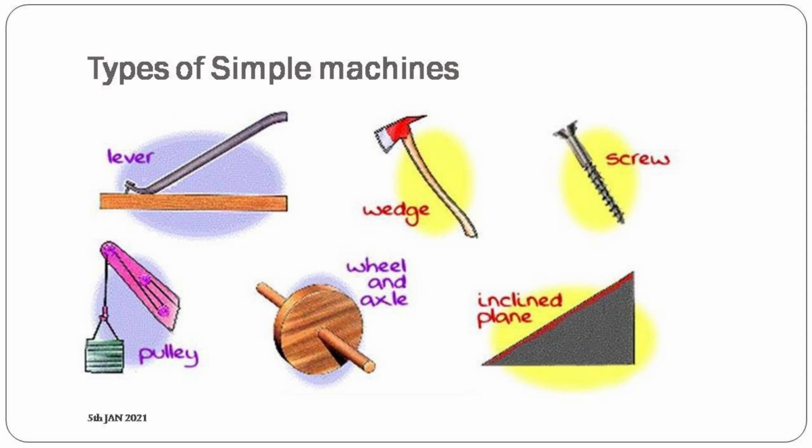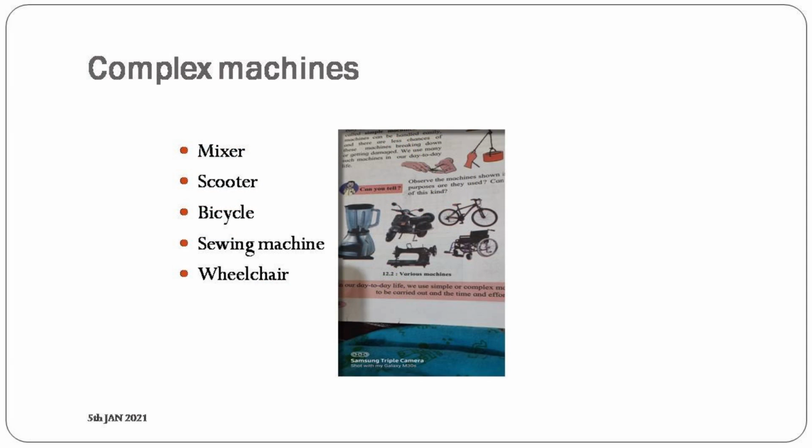Today we will learn about little complex machines. We should be able to differentiate between what are simple machines and what are complex machines. To understand complex machines, you can observe the picture 12.2 given in your textbook. What do you see there? You see a mixer, then you see a scooter, a bicycle, a wheelchair used for patients for transporting from one place to another, and this is a sewing machine.